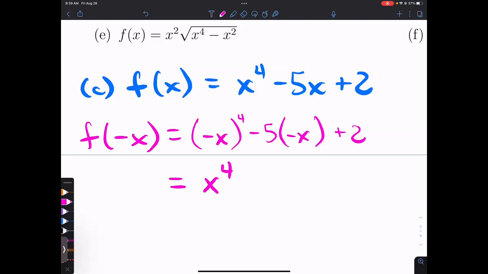Okay, what about minus 5 times negative x? That becomes plus 5x, right? The negatives cancel when you multiply. Plus 2. Right? Everybody agree? Okay, cool. So there's that. We've done the algebra, we simplified the thing. But then what? What are we looking for?